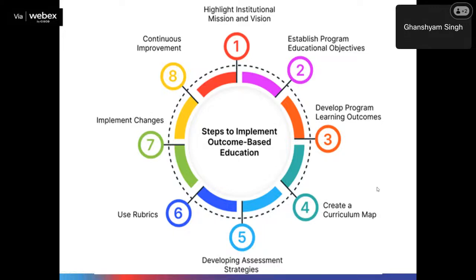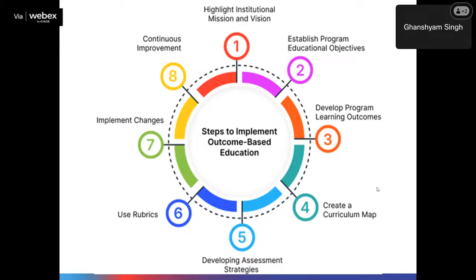So there are the important steps to implement outcome-based education. More or less, if you go into a university where OBE systems are implemented, you'll find that these are the practices they might be following. Number one, every institute will have a particular mission and vision. Then they must have established the program educational objectives, the PEOs, and the program learning outcomes. I'll explain them in the coming slides, but here I am just giving you the important steps to implement outcome-based education. So every institute will have a mission and vision.